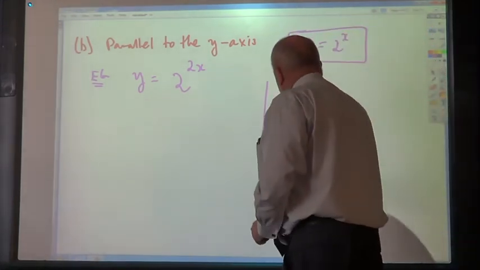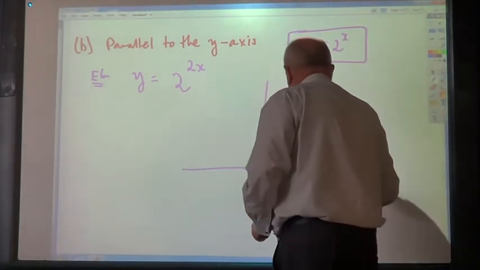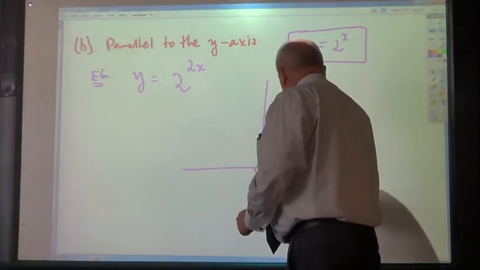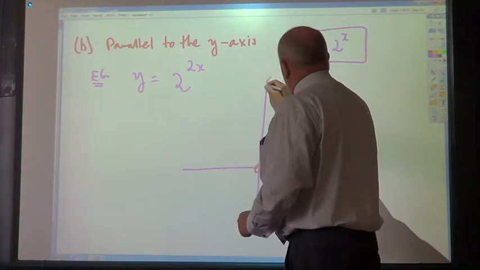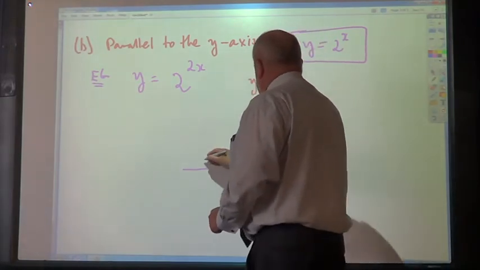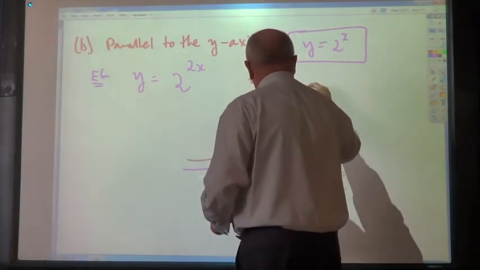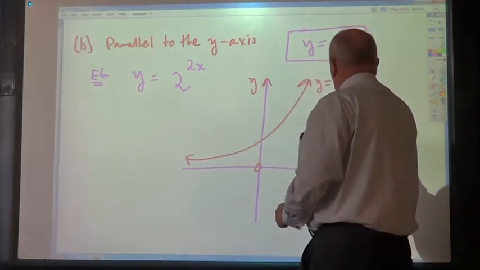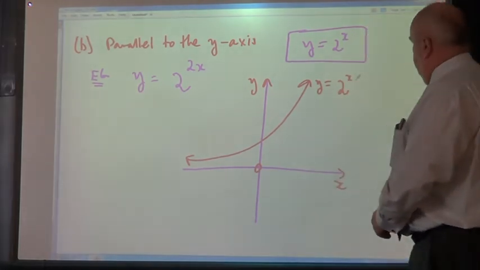Alright, here's my rather crude number plane. Let's put some key features in. And my stock standard y equals 2 to the x might be represented by that curve there.